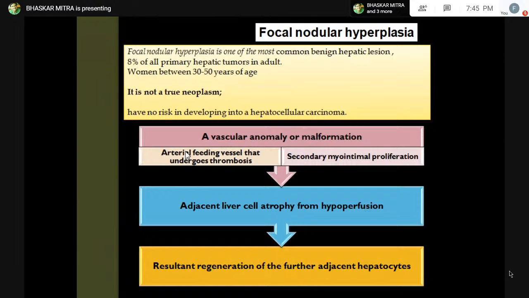Now there is a proliferation of the myointimal layer, secondary myointimal proliferation, and the adjacent liver cells surrounding the blood vessel get atrophied due to hypoperfusion. Now there is resulting regeneration of the surrounding hepatocytes, with proliferation of that area, forming a focal nodular mass or focal nodular hyperplasia.